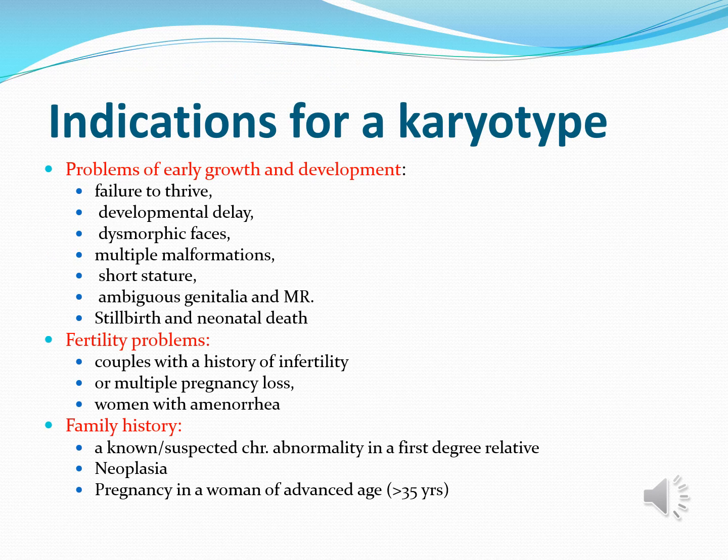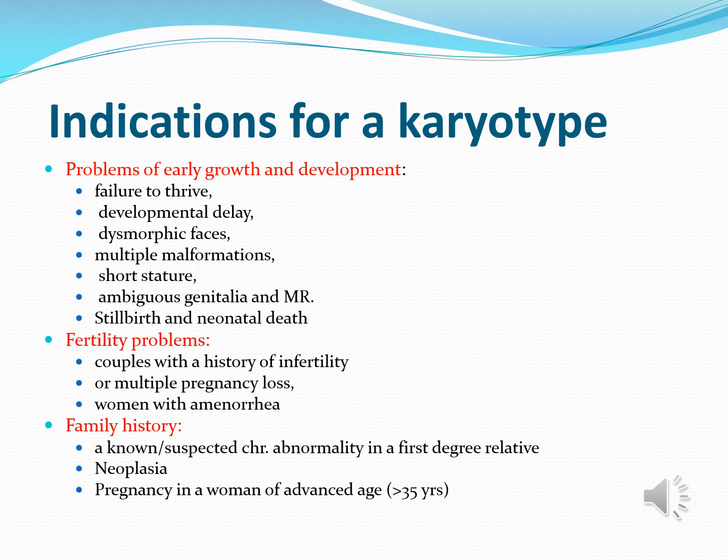When should a clinician order a karyotype? First, in problems of early growth and development: failure to thrive, developmental delay, dysmorphic facial features, multiple malformations, short stature, ambiguous genitalia, and mental retardation. Second, in stillbirth and neonatal death, cytogenetic analysis of fetal tissue can explain the cause and guide future pregnancies. These indications are standard in clinical genetics and pediatrics.